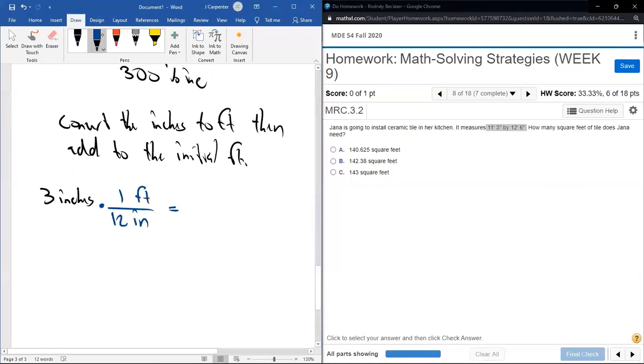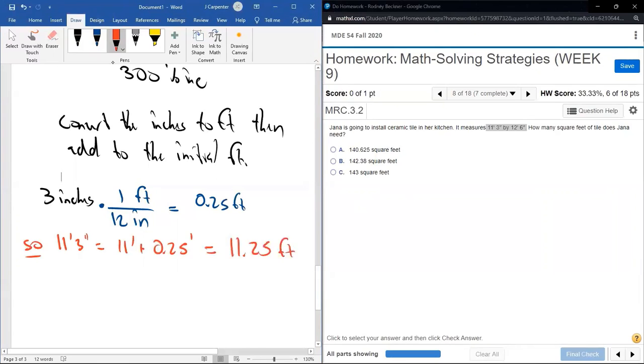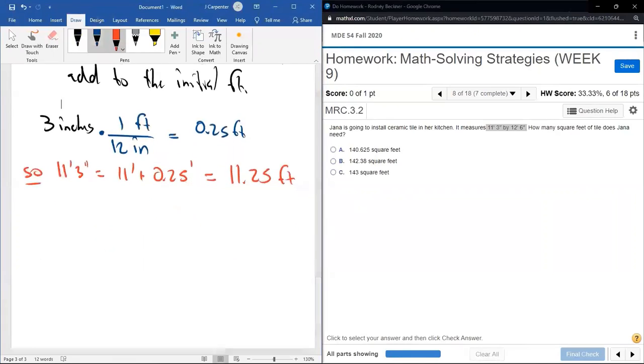3 and 12 we're going to reduce to a fourth. If you do the division, 3 divided by 12 is 0.25. Either way, you get 0.25 feet. So 11 foot 3 inches is really 11 feet plus 0.25 feet, and that is the symbol for feet. If you prefer to write the actual FT, go with it. So that would be 11.25 feet. So the 11 foot 3 inches is 11.25 foot.